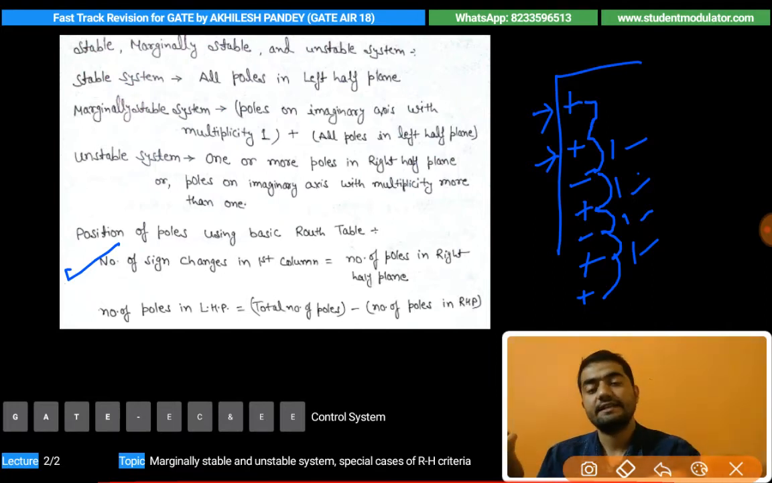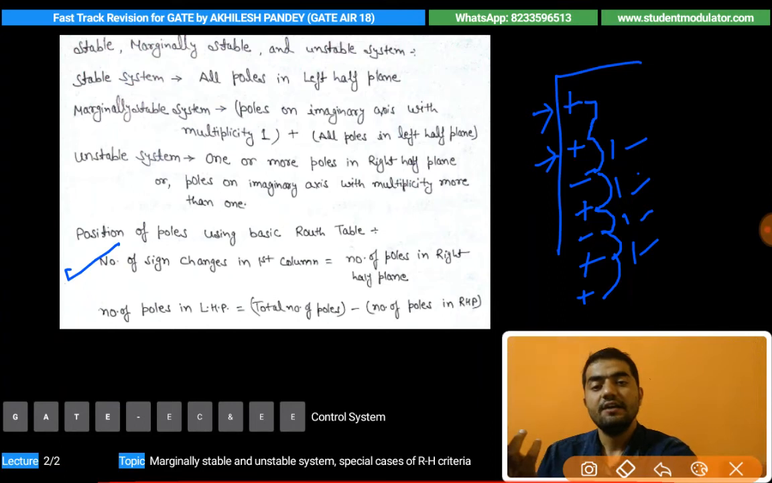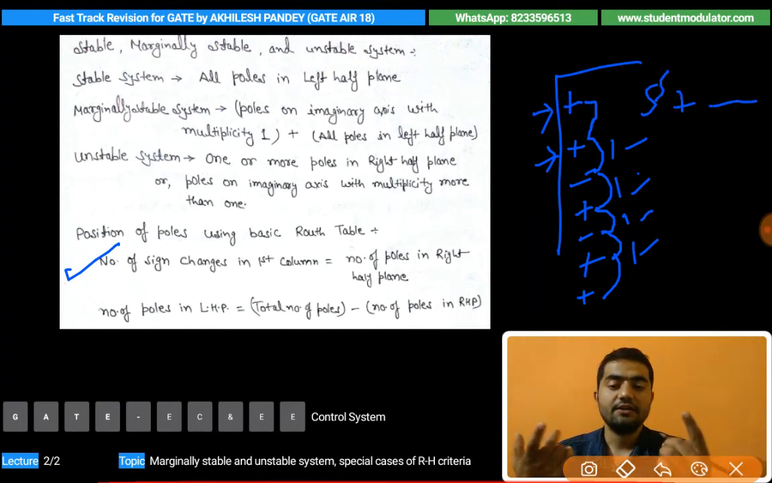Of course, by checking the order of the characteristic equation, we can easily determine the total number of poles. Suppose we have an equation of the form s power 5, and so on. So the order of the characteristic equation is 5, then there will be 5 roots of the characteristic equation, that is, there will be 5 poles. Out of the 5 poles, the number of right half S plane poles is subtracted, and the remaining will be in the left half S plane.